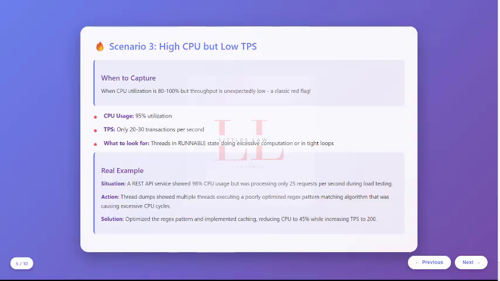When we analyzed the thread dumps, we found that multiple threads were executing a poorly optimized regular expression pattern, which is a matching algorithm. Every single request was running this regular expression pattern against large strings, and it was consuming massive CPU cycles. So what we did was optimize the regular expression pattern and implement caching for frequently matched patterns. After doing all this, the CPU dropped to 45% and TPS jumped to 200. So the thread dumps showed us exactly where the CPU was being wasted.